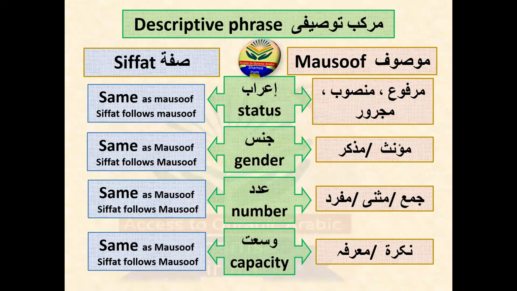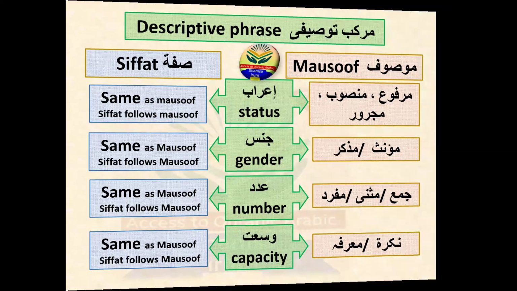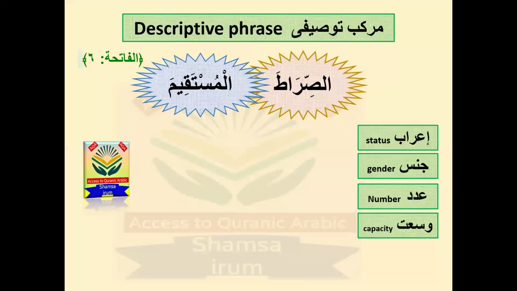So what's the conclusion of it? That sifa has the same qualities as mawsuf, because sifa follows the mawsuf in all four qualities. So that's why it is the easiest topic, because they both will be the same. Now I will explain with some examples from the Quran Majid, inshallah ta'ala.